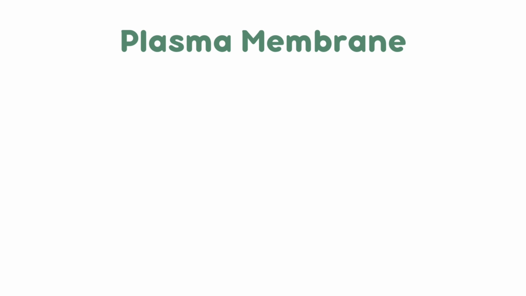Next up is the plasma membrane. This is also known as the cell surface membrane. At GCSE, you would have called it just the cell membrane. At A-level, this is not acceptable because many organelles actually have a membrane. So if you just call it the cell membrane, which one do you mean?